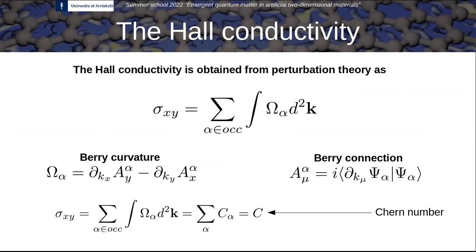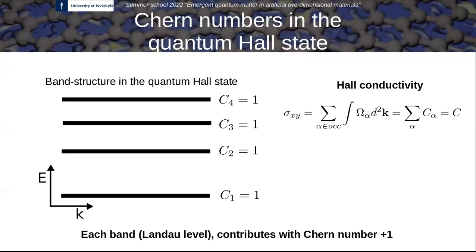So essentially the idea is that when you have several Landau levels, what you actually need to think is that each Landau level is going to have its own Chern number. And if you want to compute the total Chern number, you just have to sum over all the Landau levels. And since each Landau level has Chern number one, essentially the total Chern number that we're going to have is as many Landau levels as you have filled.